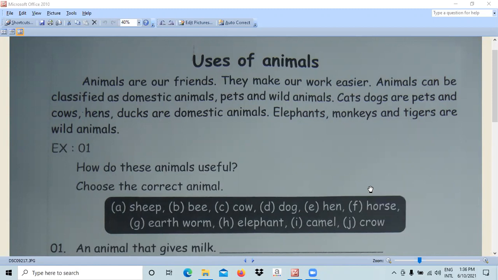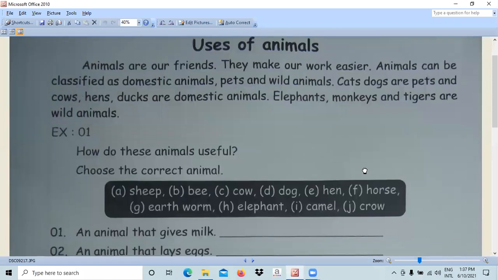Cats and dogs are pets, and cows, hens, ducks are domestic animals. Elephants, monkeys and tigers are wild animals. How are these animals useful?